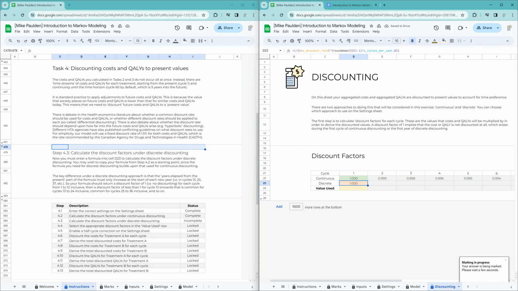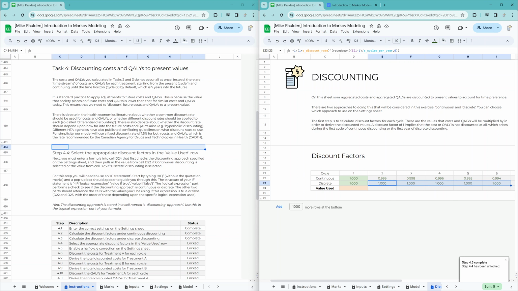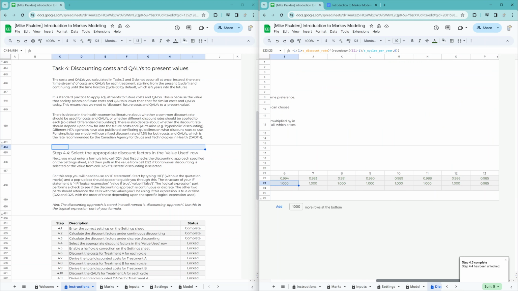So in cycle 1, this is exactly the same as it is under continuous discounting. But look what happens, and it's happy with this. The formula copies correctly to other cells. We've got a discount factor of 1 in every cycle in the first year, all the way up to cycle 12. And then what happens? When we get to cycle 13, this round down is now rounding down 1. This rounds down to 1. And so we're doing 1 plus the discount rate to the power of 1. So we're discounting at 1.5%. Look at those, they're exactly the same. And that's not a coincidence.